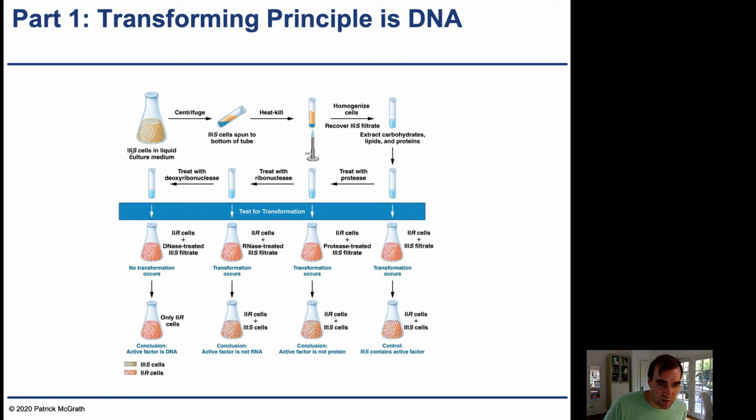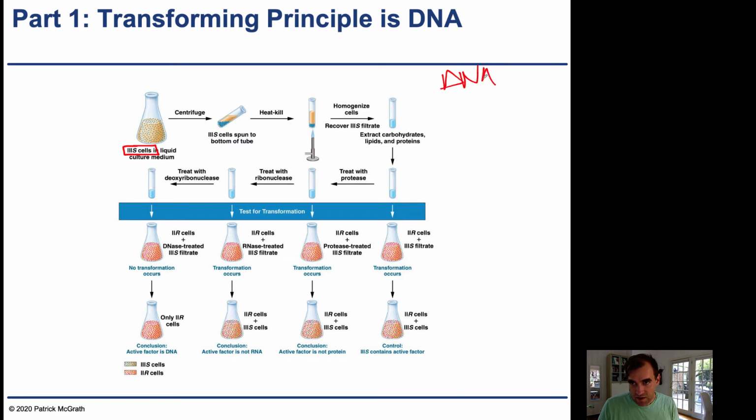So this was very similar. They take the 3S cells. Again, these are the cells that can kill mice, and they centrifuge them down. And then if you put them over a Bunsen burner and boil this, these bacteria are going to die, and they're going to lyse their contents into the liquid media. What you're going to be left with is this filtrate that is composed of things like DNA.